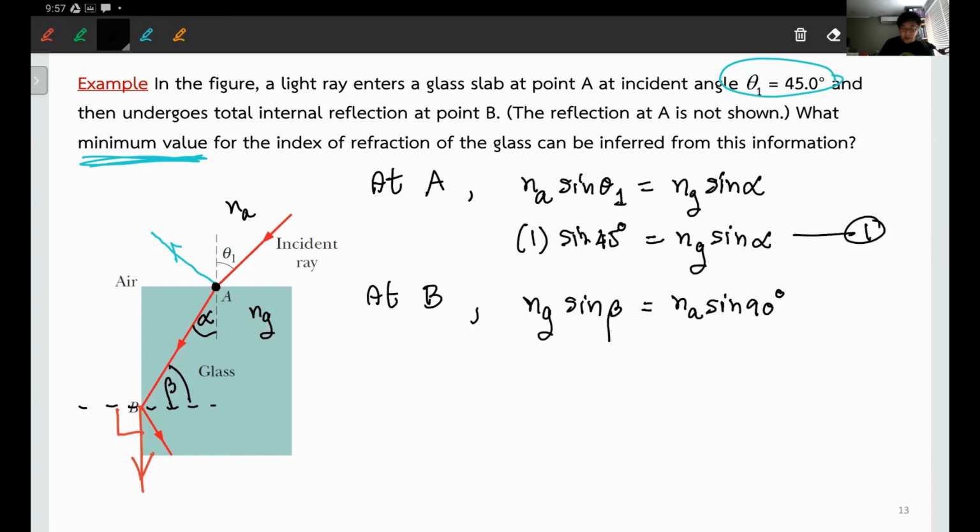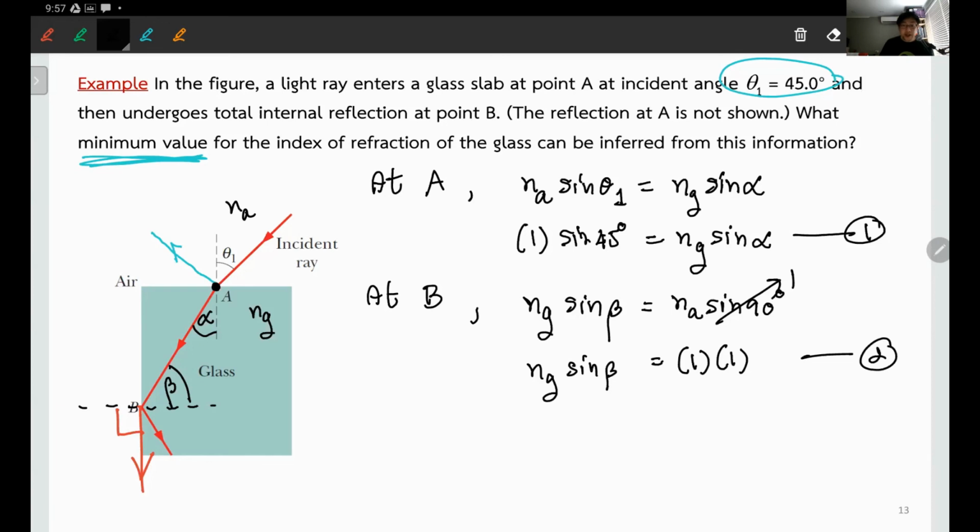Yes. Okay, very good. So let's substitute the things that you know. In glass, don't know. Beta, don't know. n of the air is 1. Sine 90 is already 1. So that's your equation number 2. Looks good.